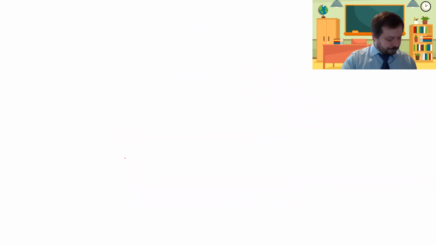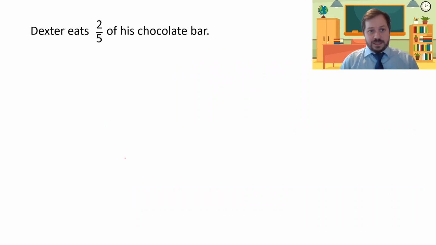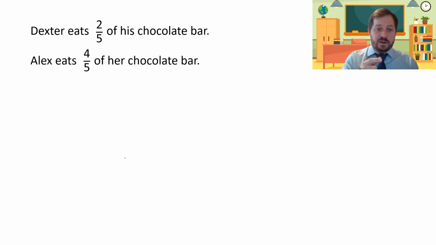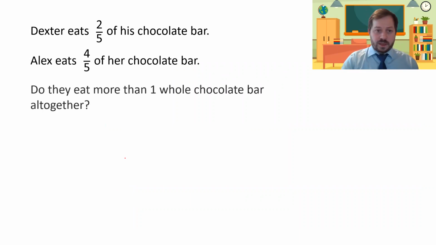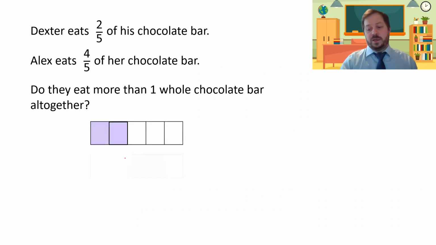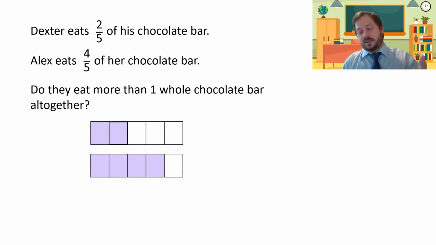So Dexter eats 2/5 of his chocolate bar. Alex eats 4/5 of her chocolate bar. Do they eat more than one whole chocolate bar altogether? Numerous ways that we could do this. First, we could draw a diagram. So Dexter's is the top, he's eating 2/5. Alex is the bottom one, and she's eating 4/5. And then we're just working out whether these two together is more than one.